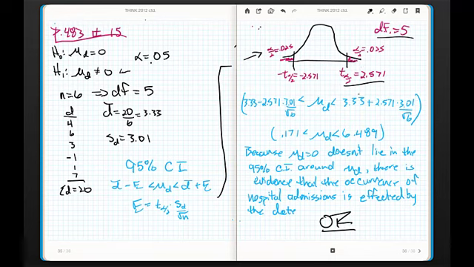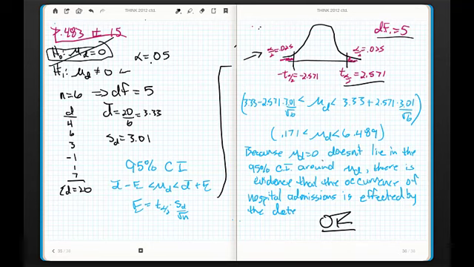I went to my chart, which was the area in both tails is 0.05, 0.025 over here, 0.025 over here. You add them up, both tails, you end up with 0.05. Throw it in my formula, and I end up with 0.171 is less than the mean of the differences, which is less than 6.489. Well, clearly, 0 is not in there. So what do we do? We throw it out.